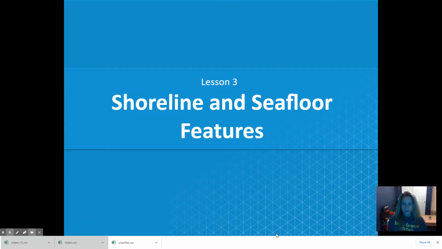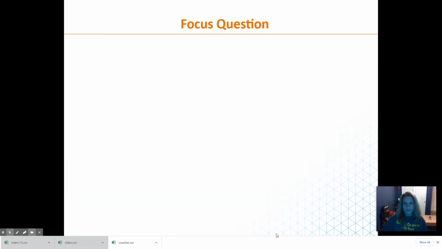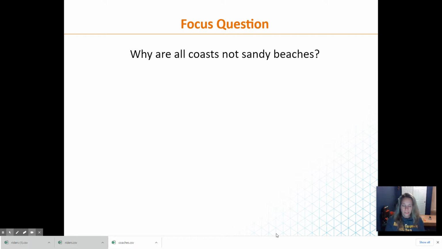All right, this is Module 12, Lesson 3, which is Shoreline and Seafloor Features. So, the focus question today: why are all coasts not sandy beaches? Maybe you've been down to Southern California and Northern California, and the beaches are dramatically different between the two. So, we're going to talk about what causes that.